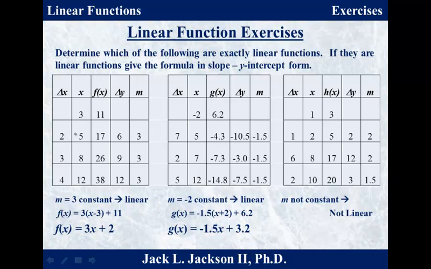So from 3 to 5 is a delta x of 2. In other words, 5 minus 3 is 2, 8 minus 5 is 3, 12 minus 8 is 4. So here we're going up by 2, then by 3, then by 4. And then how much are we going up on the y's? Well, 6, 9, and 12.